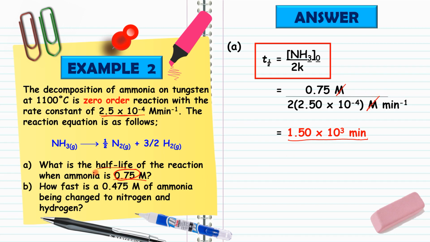So next, how fast is 0.75 molar of ammonia being changed to nitrogen and hydrogen? How fast here refers to the rate. So for question B, you have to apply the rate law for the zero order. So rate is equal to K, and then you just substitute the value of K. So this is the rate for the ammonia.